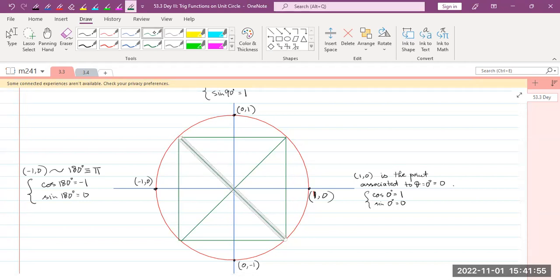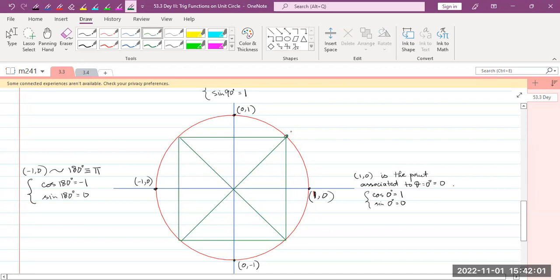Okay. Notice that this angle here is 45 degrees, which is pi over 4 in radian. Then the coordinate associated to it is radical 2 over 2, radical 2 over 2. That's for cosine 45 degrees, sine 45 degrees.